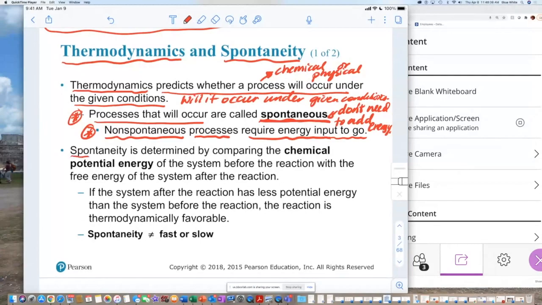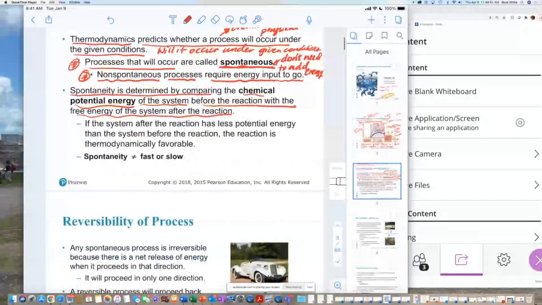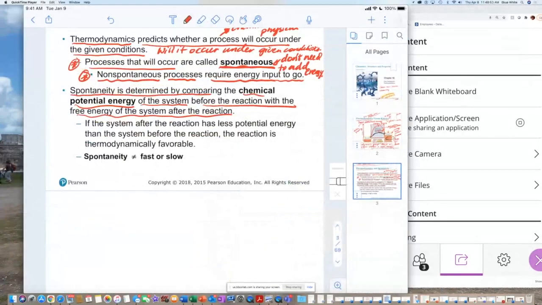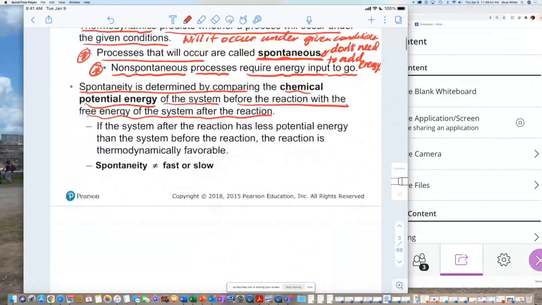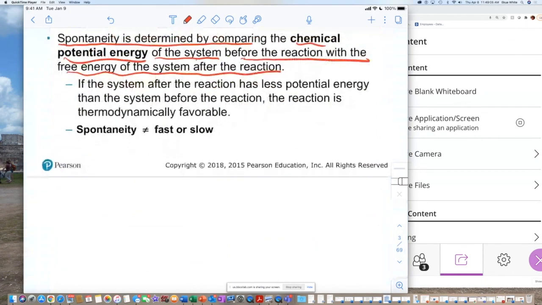Okay, spontaneity is determined by comparing the chemical potential energy of a system before the reaction with the free energy of the system after the reaction. So with this part here, I want to kind of decode the language. In this section, oh my goodness, the language really matters. Okay, so they're saying here, spontaneity is determined by comparing the chemical potential energy of a system before the reaction with the free energy of the system after the reaction. Personally, I hate it when they do this.